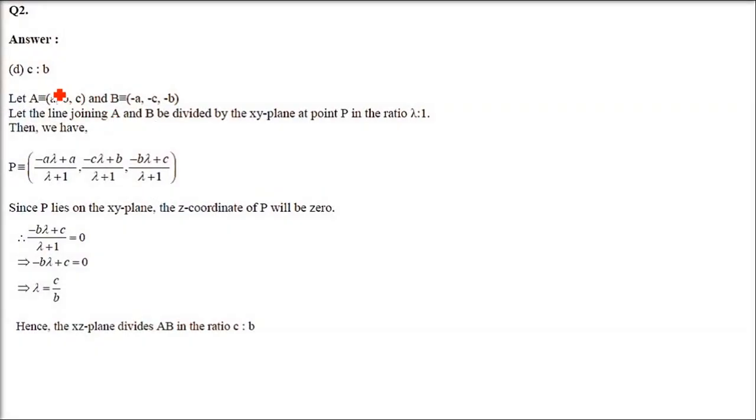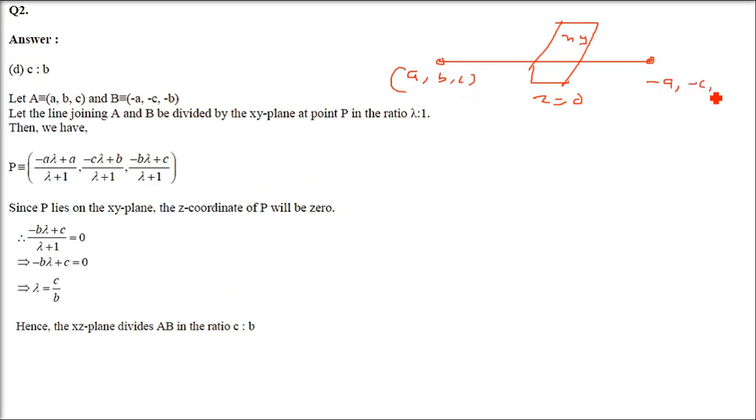Now this is question number 2. The ratio in which the line joining the points A, B, C and minus A, minus C, minus B is divided by the XY plane. Same thing we are going to do, as I just suggested, for the XY plane. So for the XY plane we have Z equals 0. So this point is A, B, C. Another point is minus A, minus C and minus B.